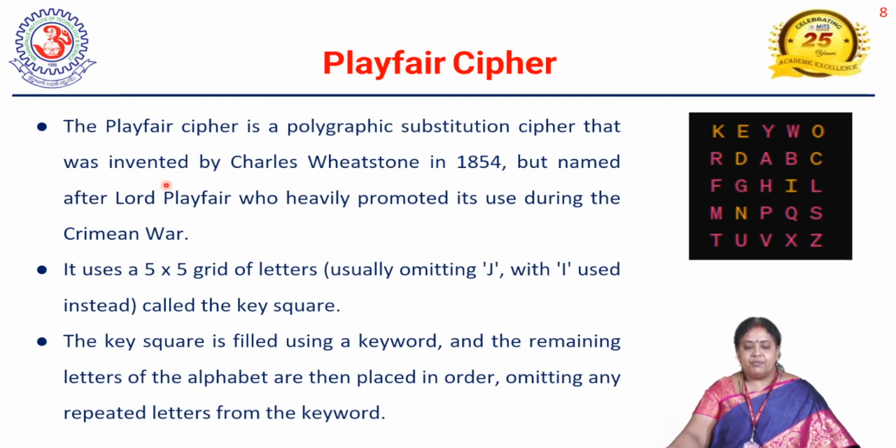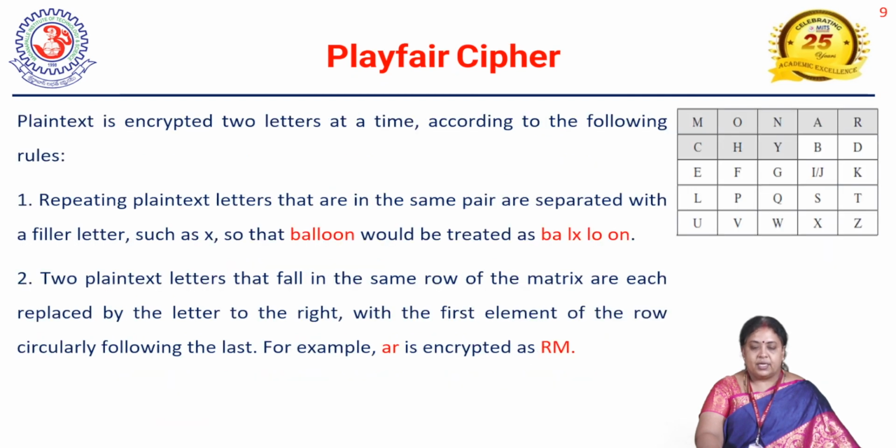So what is going to happen in this substitution technique is that we are going to use a 5 by 5 grid of letters, that is 5 rows and 5 columns. In these 5 rows and 5 columns, we have to arrange all the alphabets. How we are going to arrange them, I will tell you. We are going to take a keyword. We can take any key. Just I will show you in the example. Let us go for the example so that you can clearly understand.